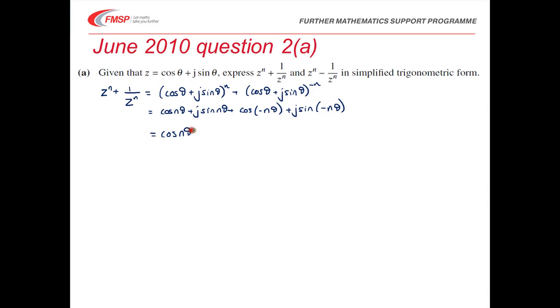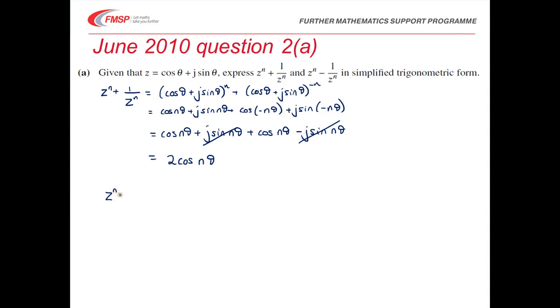That's cos of n theta plus j sine n theta. Cos of minus n theta is cos of n theta. And j sine of minus n theta is minus j sine of n theta. So the two terms with j cancel out and I'm left with 2 cos n theta.